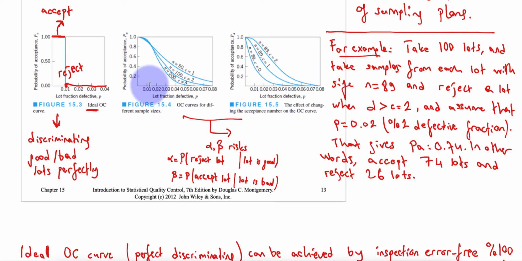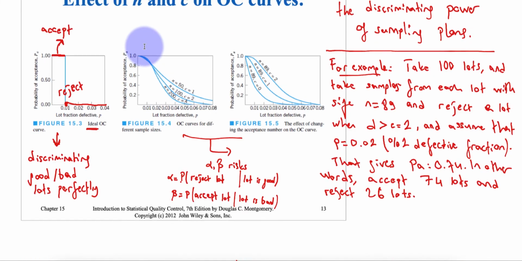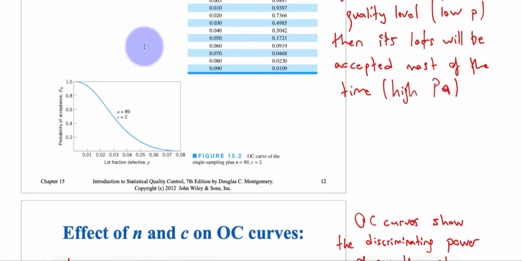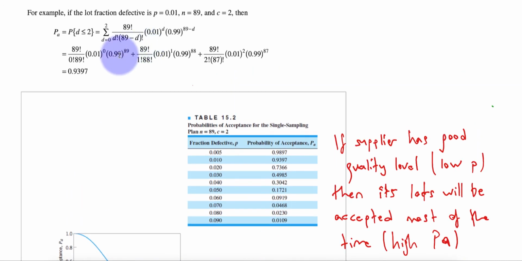If the acceptable quality level is 1% defective, it means that we expect a lot fraction defective at 0.01 here. So we will expect a probability of acceptance on lots at this point. We have already calculated these values, I think. So here, right? Yes. With this specific sample size and this specific C level, we have calculated it.